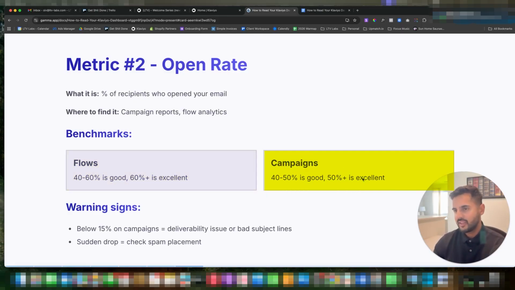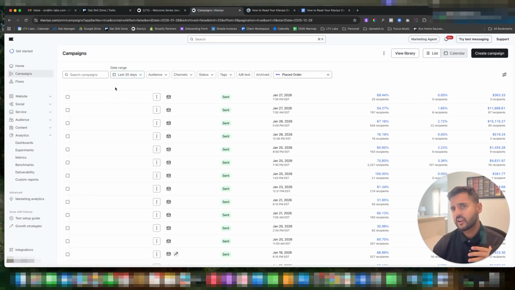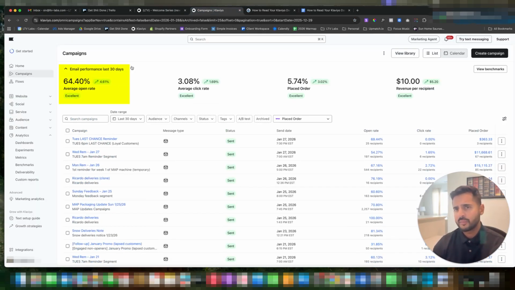On the campaign side of things, I would say 40 to 50% is considered good, and anything above 50% is considered excellent. So just to show you an example, I'll show you the example of some campaigns. If you're looking at your campaign performance, you'll see the email performance in the last 30 days. You'll see the average open rate. So this is the average open rate of campaigns that were sent over the last 30 days. You want it to be between 40 to 50%, I would say. Again, anything above 50% is considered extremely good.